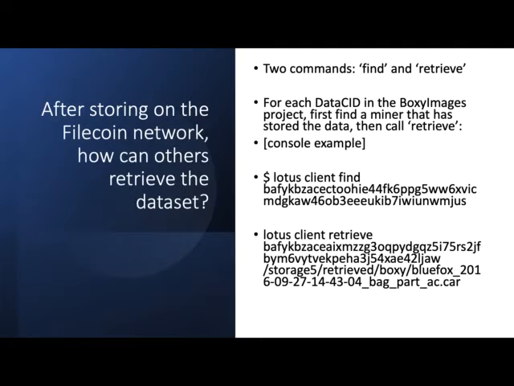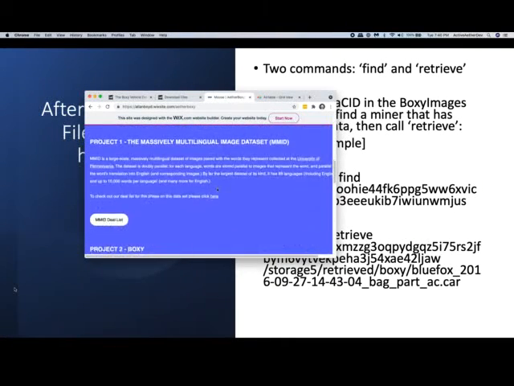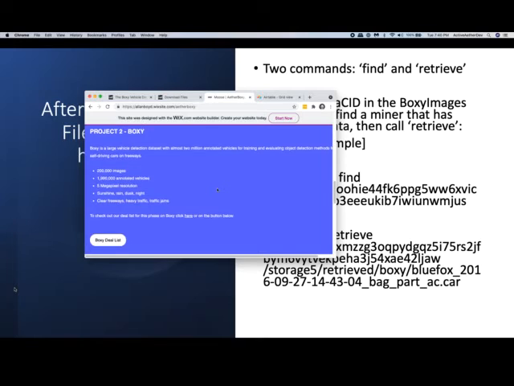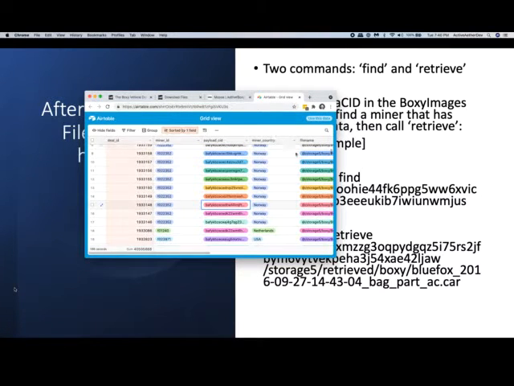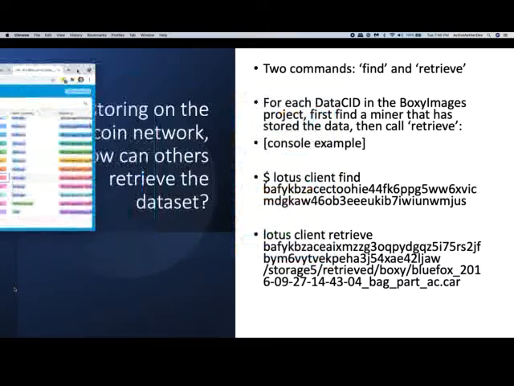How do we find them? Well, two commands: find and retrieve. First of all, we go to the Boxy project site here, alanboyd.wixsite.com/AetherBoxy, and we scroll down, and we get to the Boxy deal list. And that brings us here, and we've got all the information that you need to download and then process all these individual files.